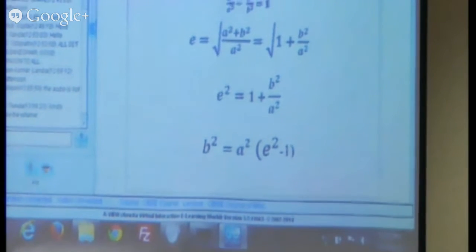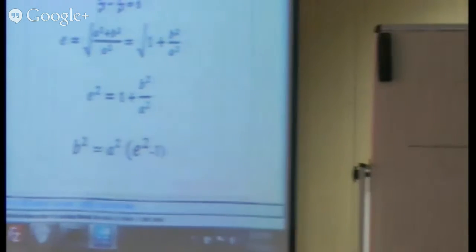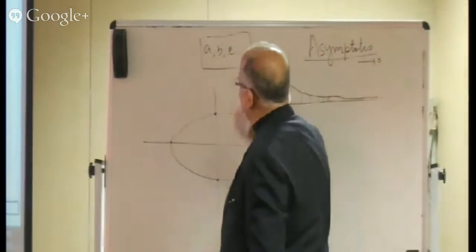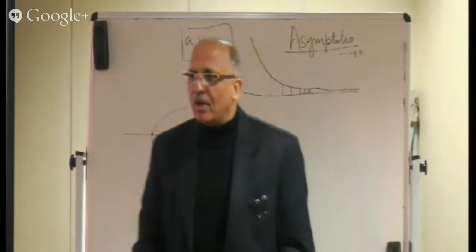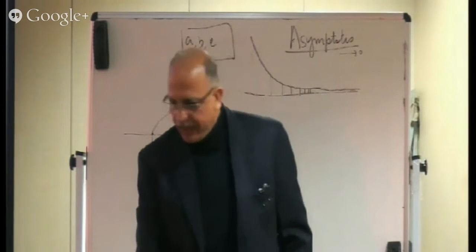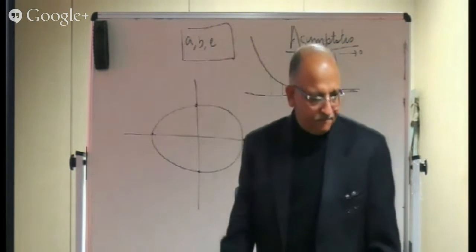We'll be using them. The relation between a, b and e means that whenever you are given any two of these quantities, you can find the third one. Let us see.